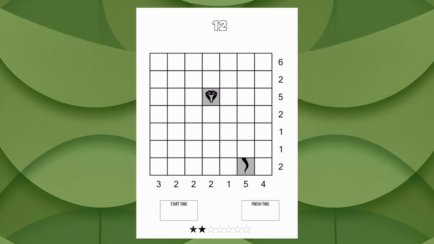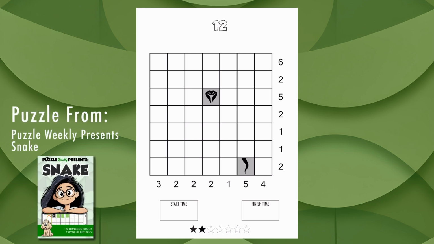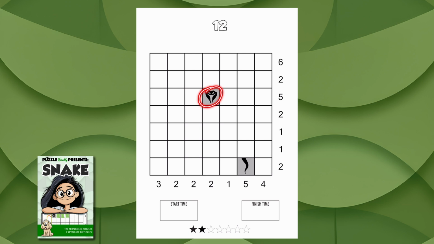Hi. Today we're looking at Snake. Snake is a path-finding logic puzzle played on a square grid, and the objective of the puzzle is to connect the snake's head with its tail. To do so, we fill in squares on the grid. The numbers on the outside tell us how many squares are filled in each row and column.